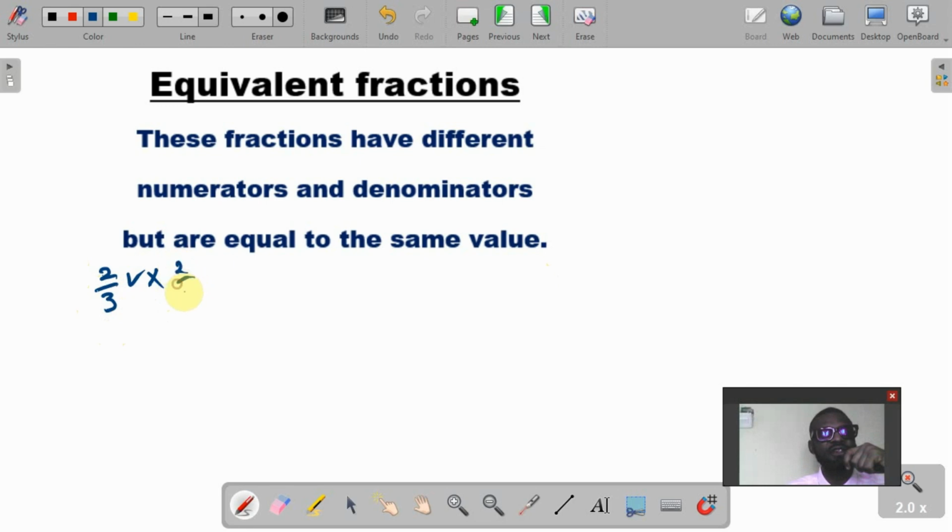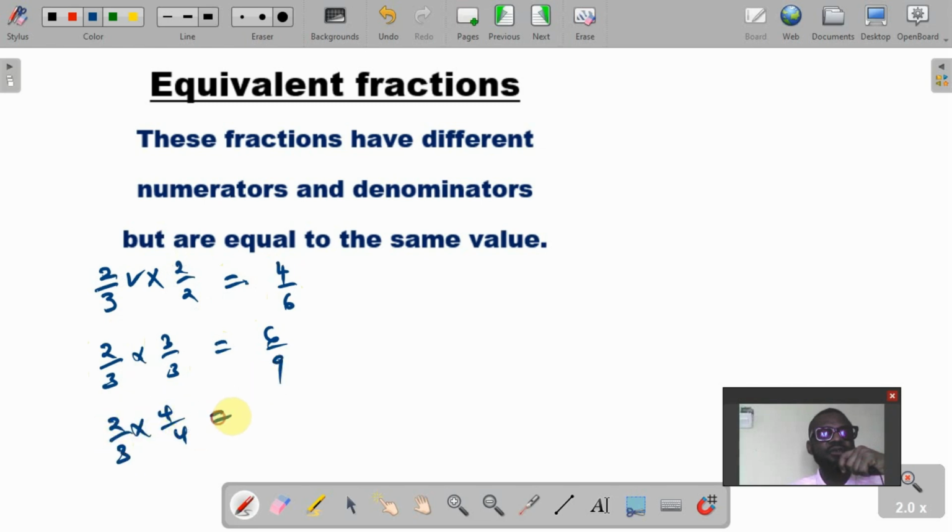Let's say 2 over 2, and this will give me 2 multiplied by 2 is 4, and 3 multiplied by 2 is 6. I can multiply this time around by 3 over 3, and I will have 6 over 9. I can multiply by 4 over 4 and have 8 over 12. I can multiply 2 over 3 by 5 over 5, and I will have 2 times 5, 10 over 15.